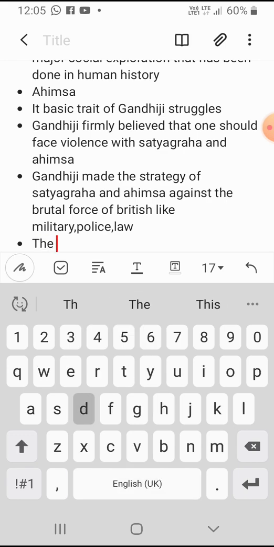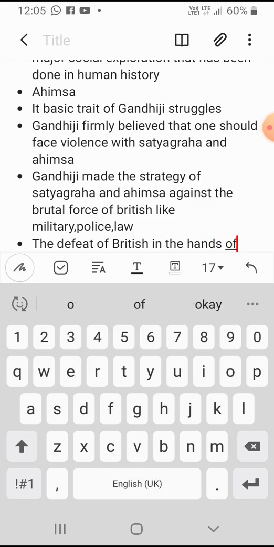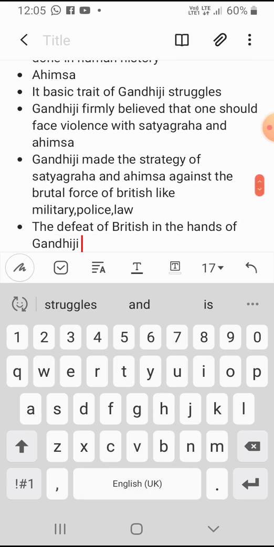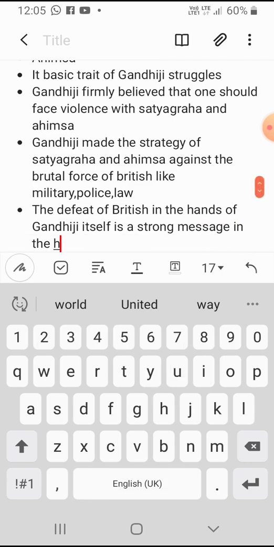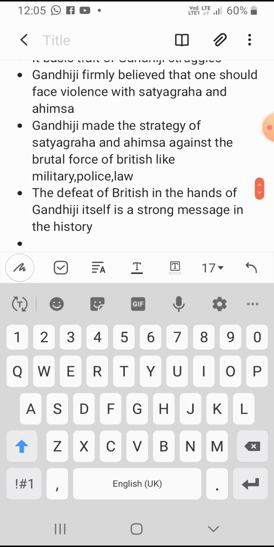The defeat of the British in the hands of Gandhiji itself is a strong message in history. The British army was defeated by Gandhiji.